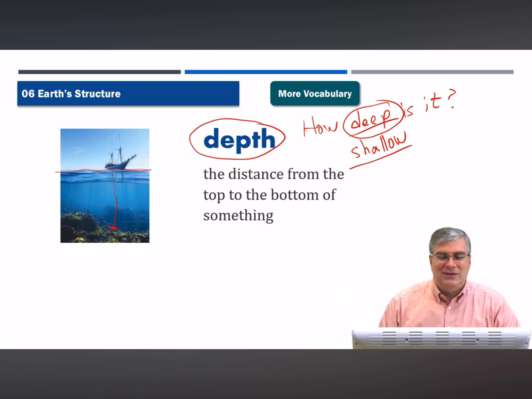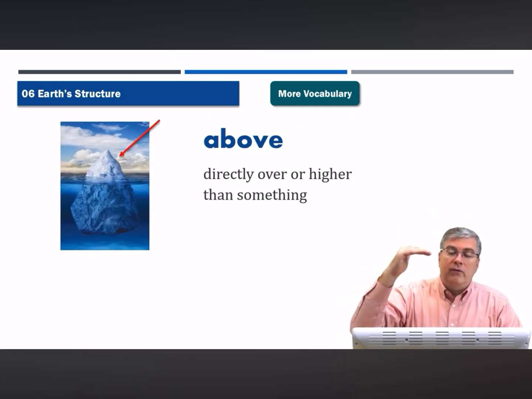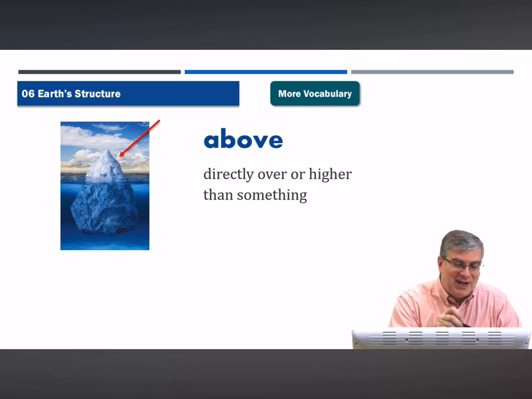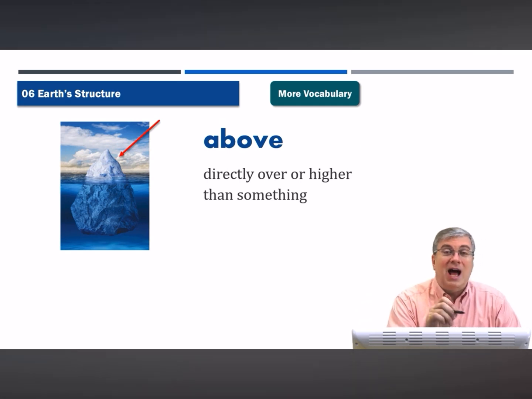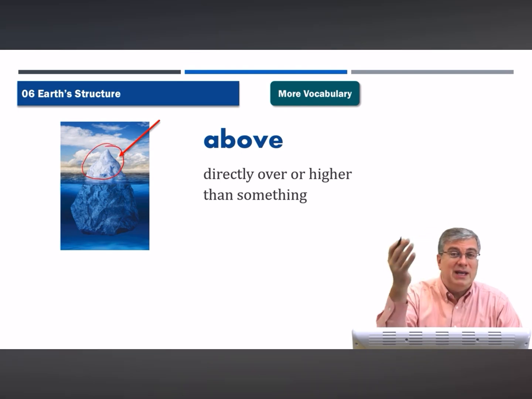Okay, next. Above. Above is something that is directly over or higher than something. Now, this is an interesting picture. It shows the old idea of an iceberg. 90% of the iceberg is below water, 10% is above water. So the part of the iceberg that is above the surface of the water, we say it's above.